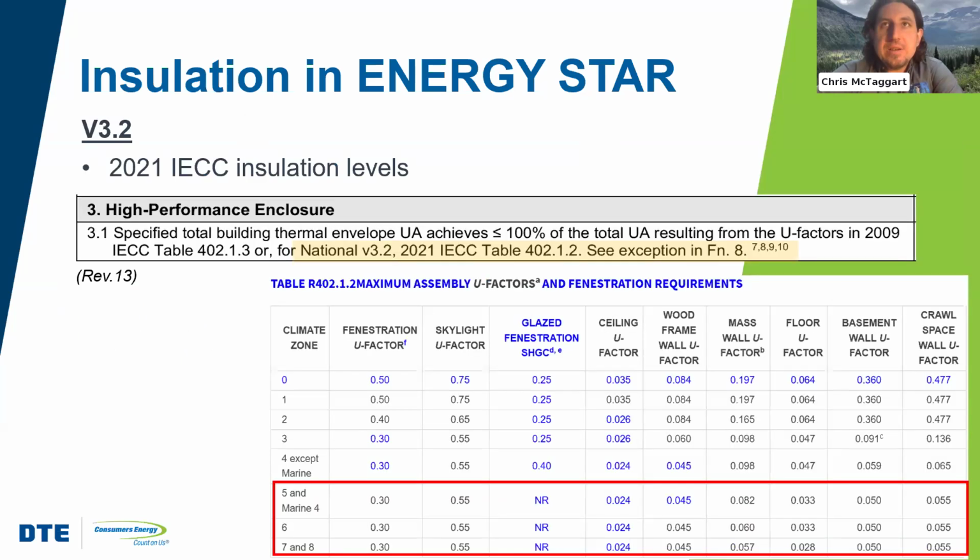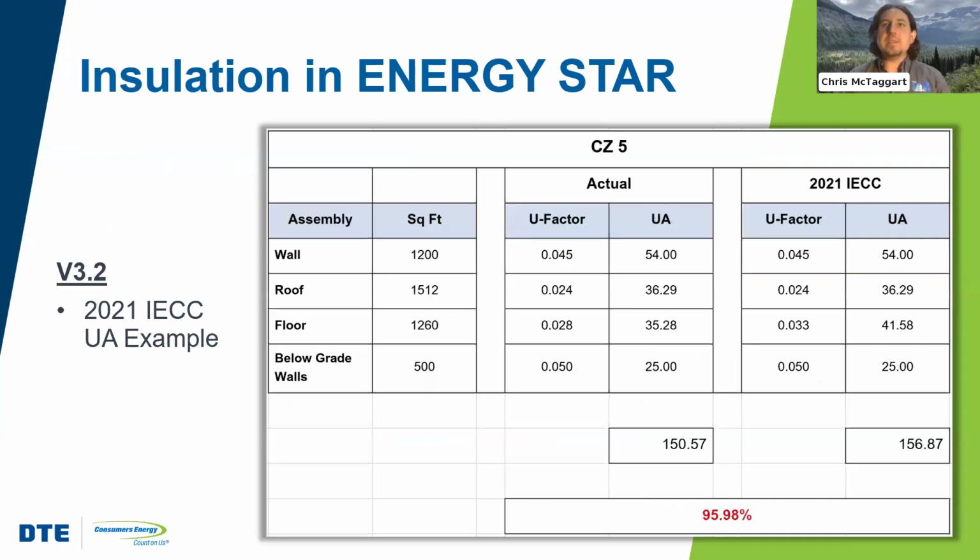For insulation to meet version 3.2 of the program, now you have to get to the 2021 IECC levels of performance. And the 2021 IECC is an advanced version of code. Sure, people have heard some rumors about its possible implementation here in Michigan. We are still waiting on final confirmation about if and when that's going to happen, and we will keep you posted once we know. But here's how this shakes out.